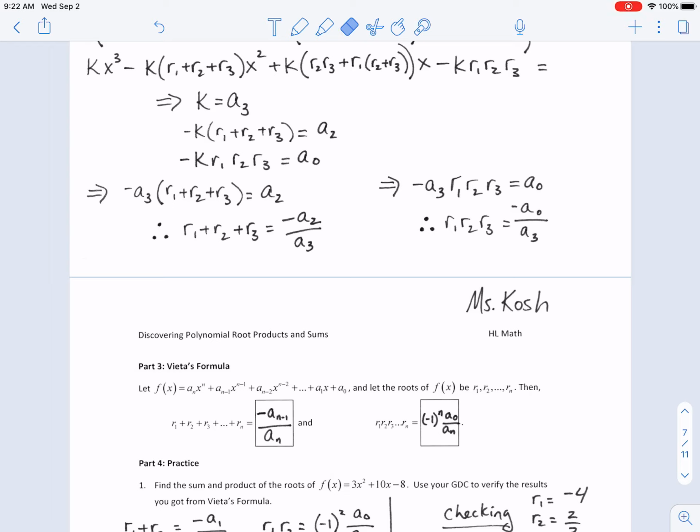And then the product, you have to take -1 and raise it to the n power. So if it's a quartic with a degree of 4, then it's going to be positive because I'd have -1 to the 4th power, and then this would be positive. But then this is the constant divided by the leading coefficient. So this, luckily for you, is in the formula booklet.